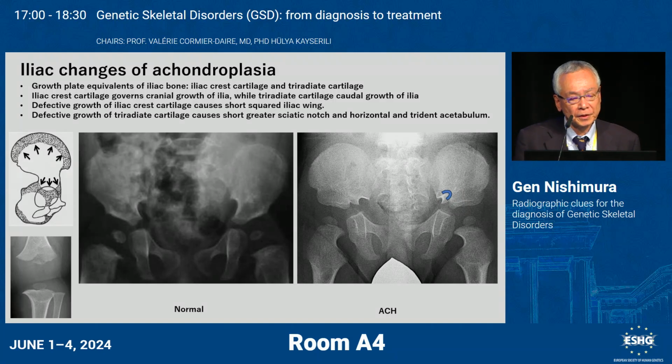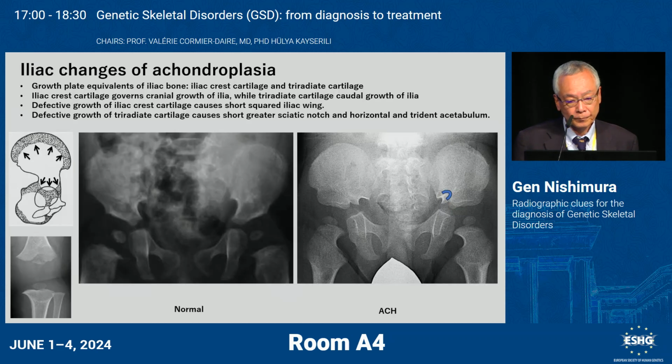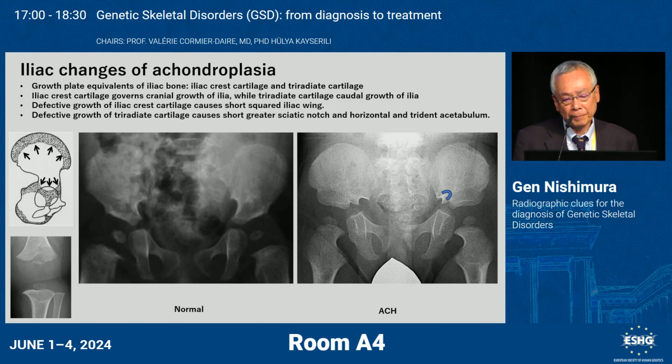What about the iliac change of achondroplasia? Growth plate equivalents of the iliac bone are iliac crest cartilage and triradiate cartilage. Iliac crest cartilage governs cranial growth of the ilia, while triradiate cartilage governs caudal growth of ilia.